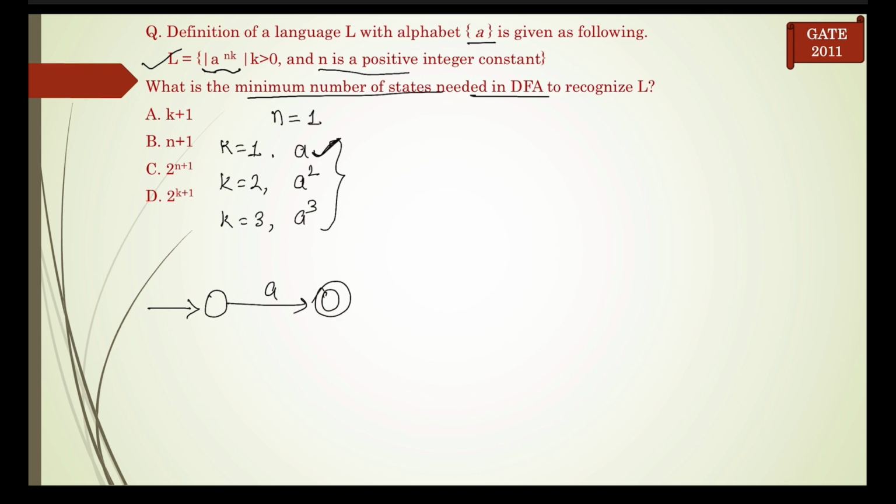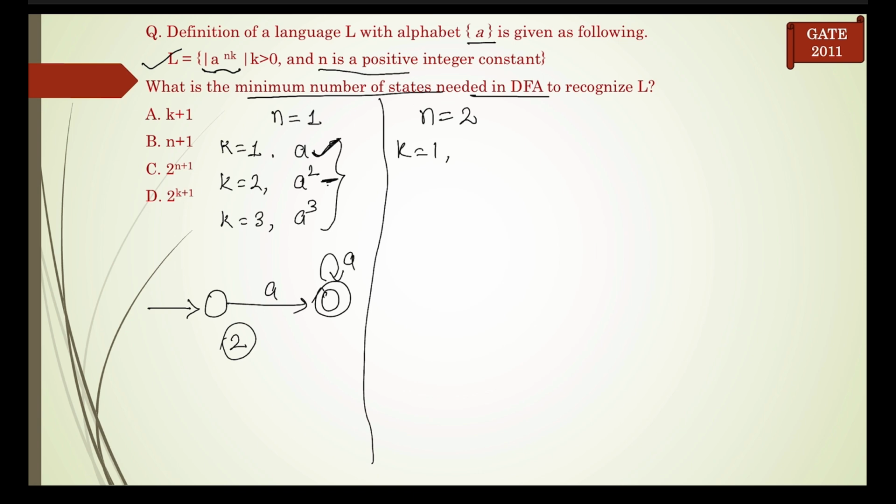So this is our minimum length string. A is the minimum length string. To recognize this single a, we require 2 states. Now, after this single a, you can accept any number of a's, so a self loop will be there. So here the number of states is 2.